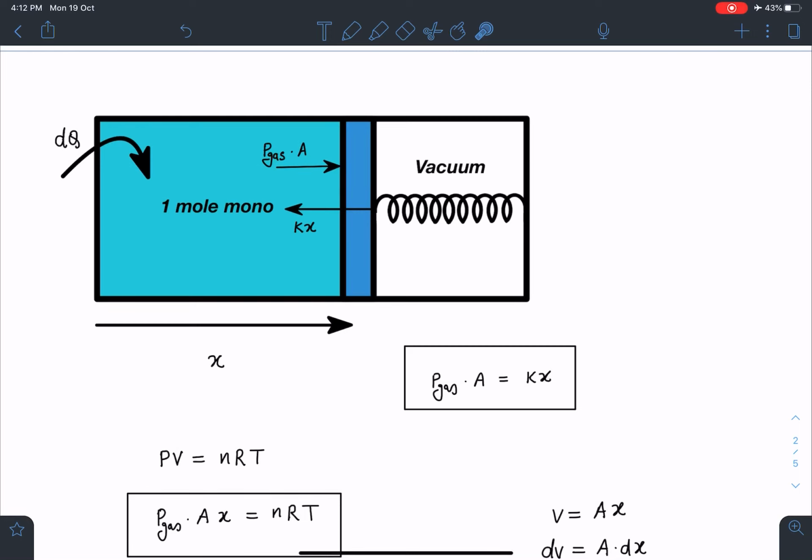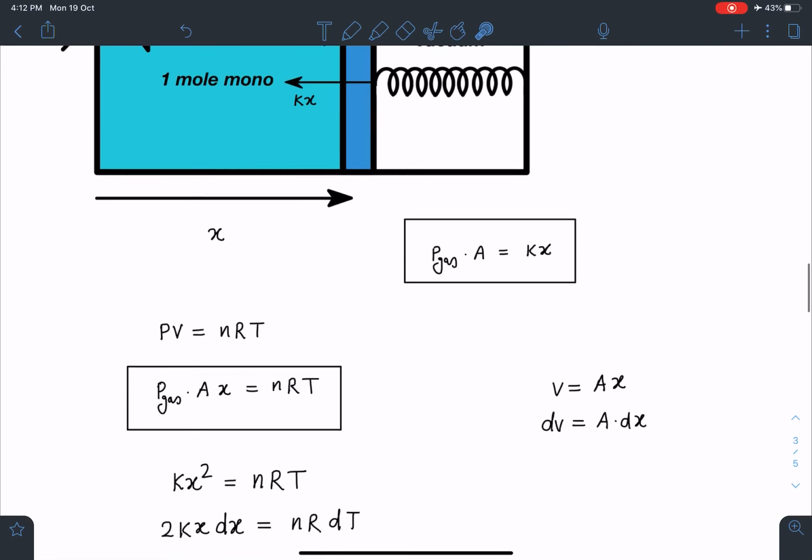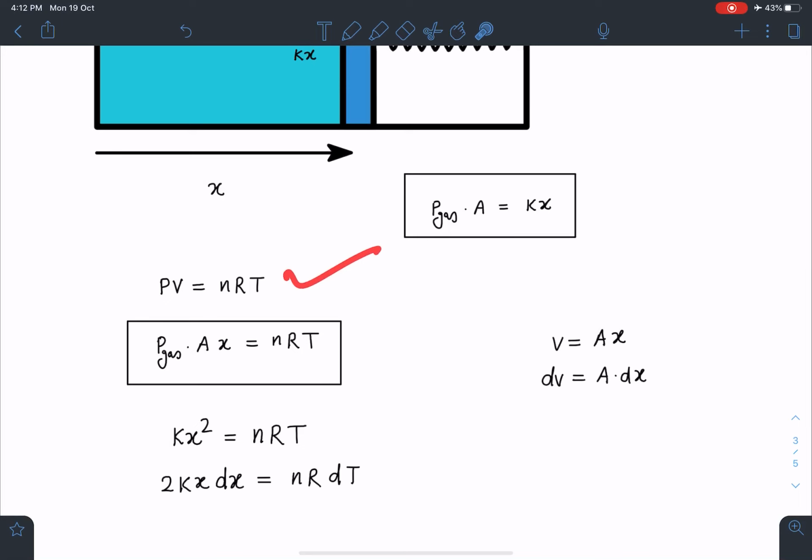There could be another variation, that there is some other gas here, so you can write p1 minus p2 is equal to kx in that situation. However, now I'm going to use the ideal gas equation. So PV is equal to nRT. So P gas into the volume of gas, Ax, is equal to nRT. Then I can combine these two equations. P gas into A you can substitute as kx. I'll be getting kx square is equal to nRT. So volume is Ax. I'll be writing dV as A dx.